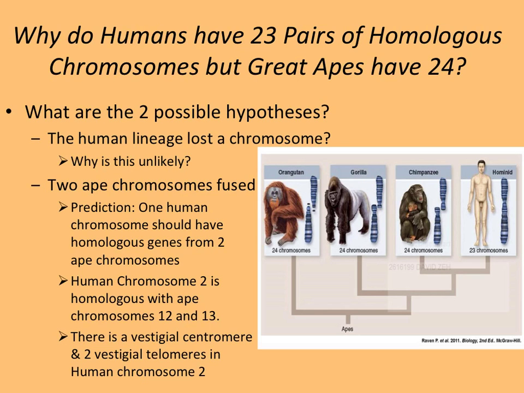Humans have 23 pairs of homologous chromosomes, as I mentioned earlier. We get one of the pairs from a mother, the other from a father. Well, it turns out the great apes have 24. So what happened to the chromosome? Anybody? Well, there's two possibilities. You could lose a chromosome, or you could get fusion. Now, in terms of a lost chromosome, why might this be unlikely? What do you think?